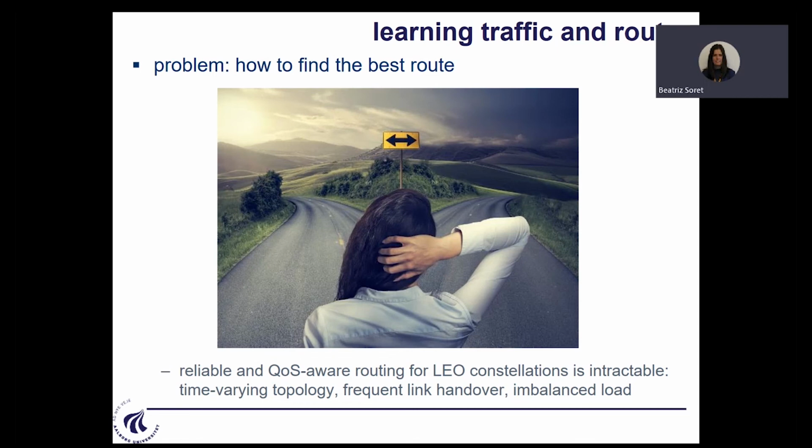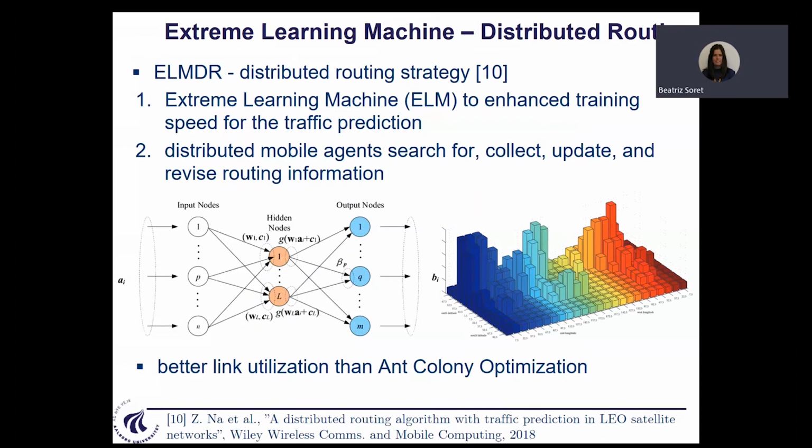So it's a very complex problem, the problem of routing, but it's the next thing to address, to have a full study of the end-to-end performance. And I took a couple of papers from the literature. There is not much that is specific about routing in LEO that uses machine learning.